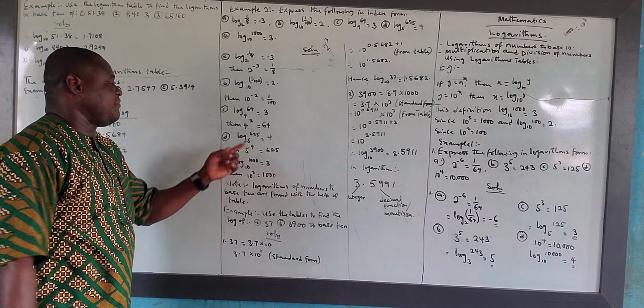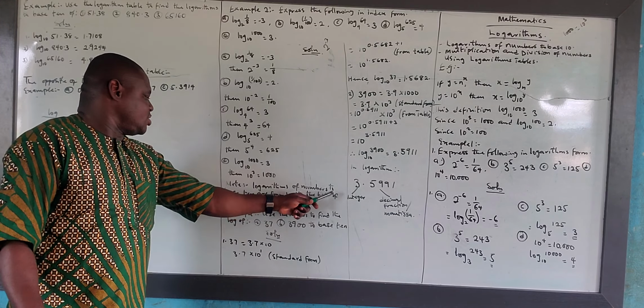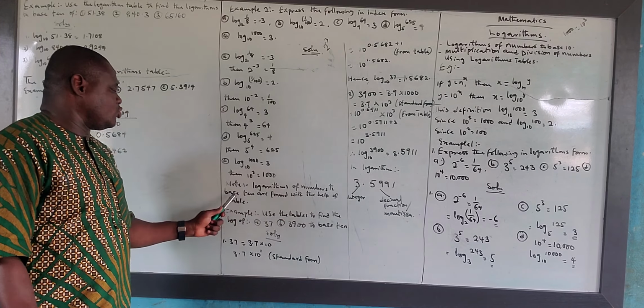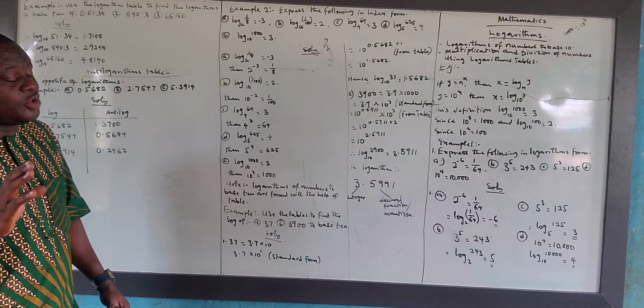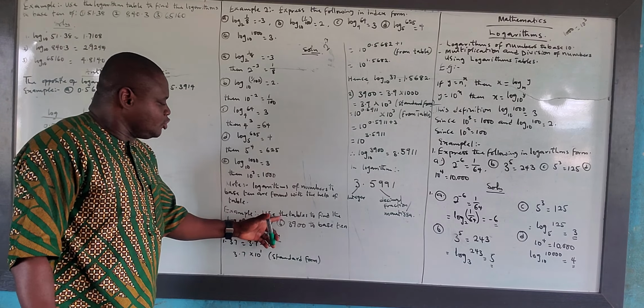Now note, we have logarithm of numbers to base 10 are found with the help of the logarithm table. That is, if we are solving logarithms which are greater than base 10, we are using the logarithm table. There is no way we are going to solve it without using the logarithm table. So example, use the table to find the log of (a) 37, (b).